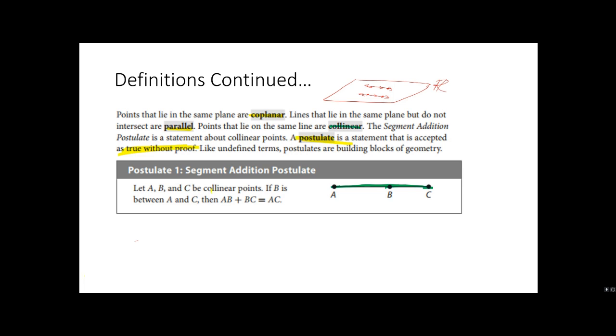So, for example, these are segments. You have AB plus BC equals AC.